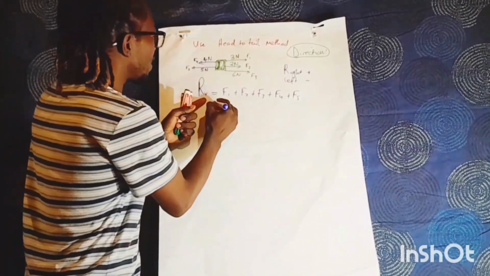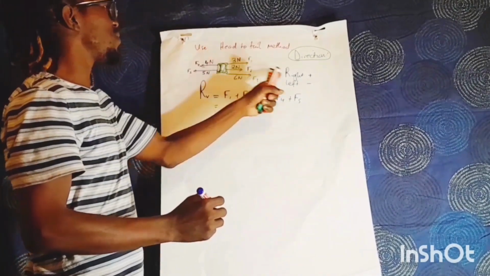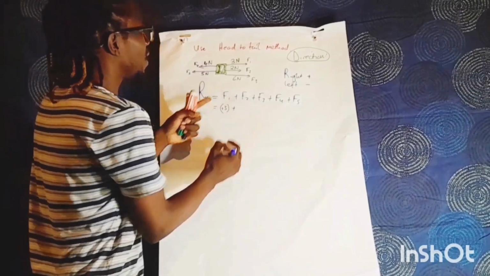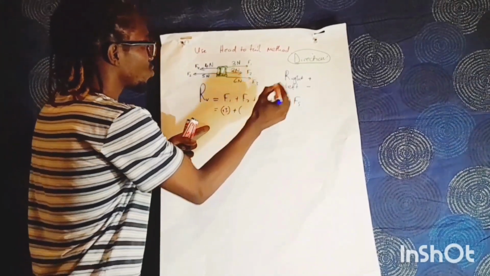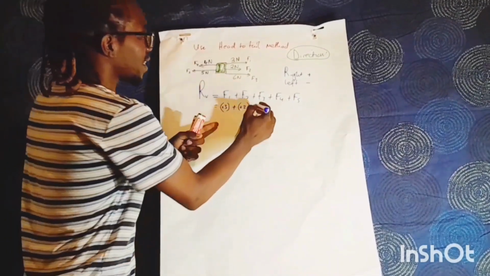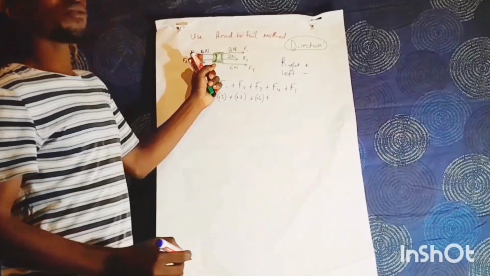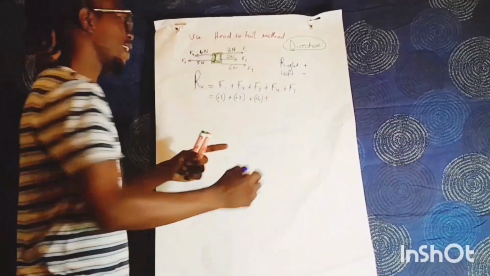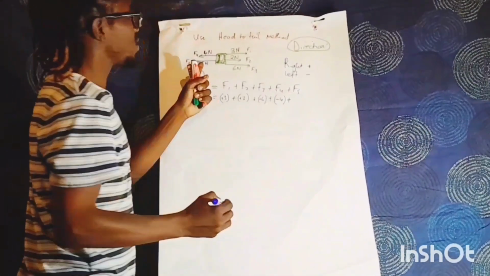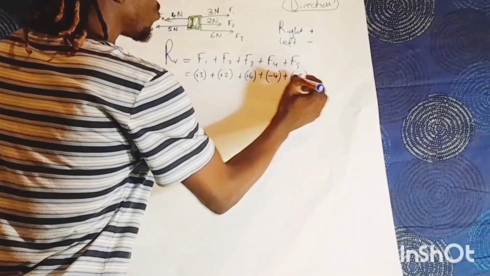What is force number 1? Force number 1 is 3 Newton. This is positive, it is going to the right, so I'm going to put positive 3. Plus force number 2 is 2 Newton, going to the right as well, so it's positive 2. And this one is going to the right as well, so it is positive 6, plus. And this one is going to the left now, and we said our left is negative, so this is going to be negative 4. And lastly, we have negative 5 Newton.